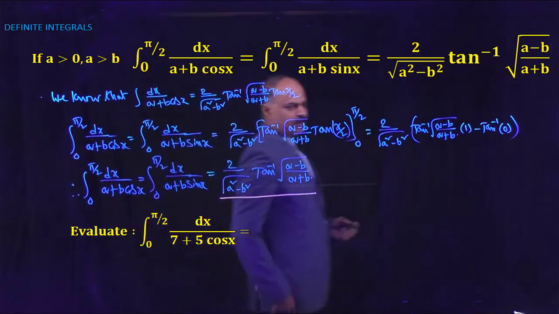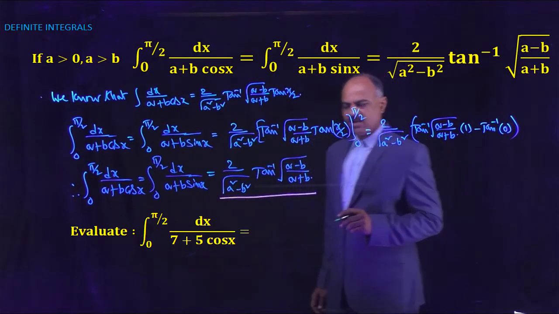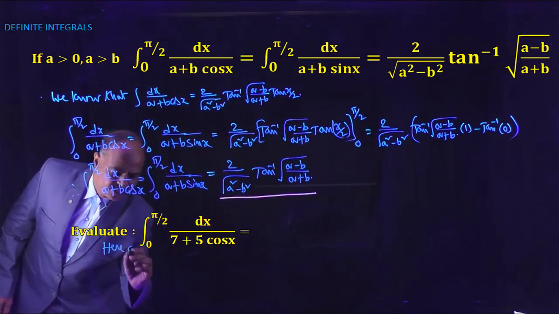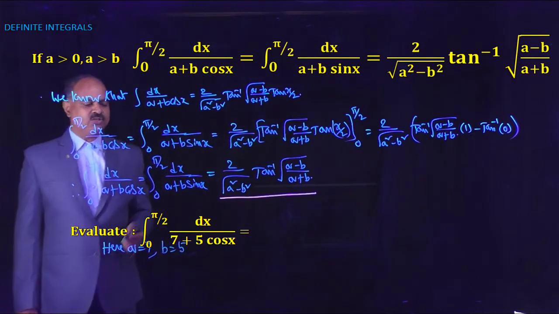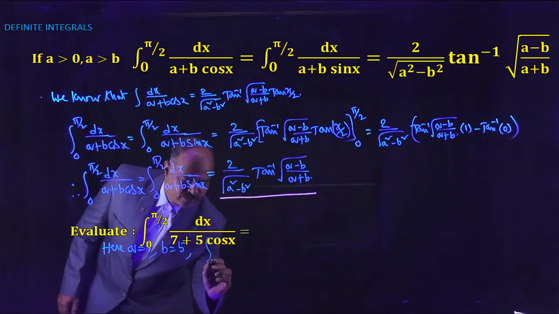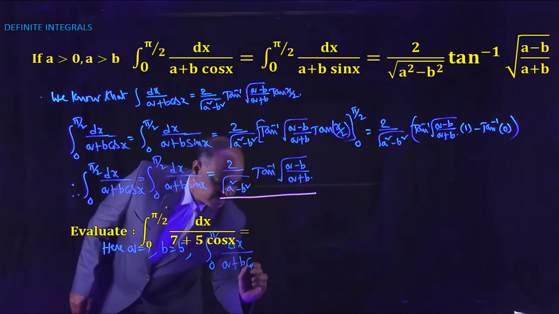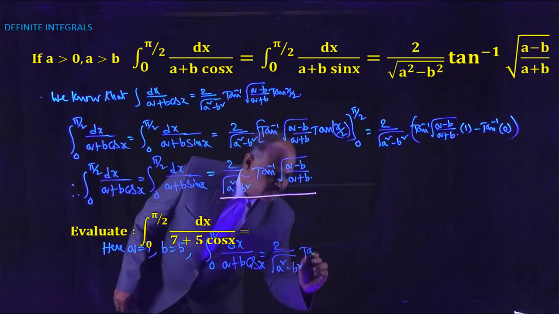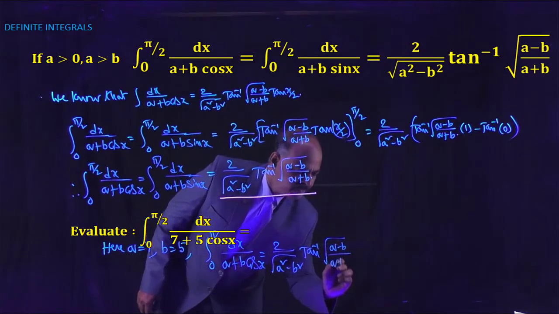Next, suppose for example integral 0 to pi by 2 dx by (7 plus 5 cos x). So here a is equal to 7 and b is equal to 5. Here a > 0 and a > b. We know that integral 0 to pi by 2 dx by (a plus b cos x) equals 2 by root over (a square minus b square) into tan inverse square root of (a minus b) by (a plus b).